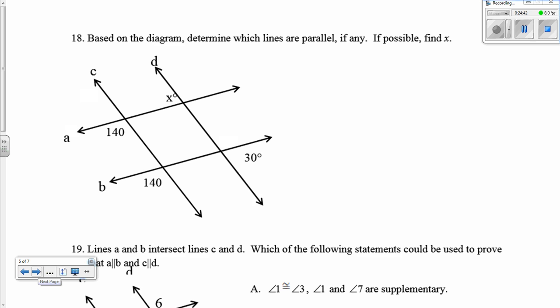Page 5. Based on the diagram, I want to determine which lines are parallel, if any, and then if possible, find x. So I have to figure out first which pairs are parallel. Again, I'm looking for which angles are congruent, or do I have any supplementary? Just looking at the picture, I have two 140-degree angles in corresponding positions. Since I have one 140 below line A, I have one 140 below line B. So I know that lines A and B are parallel.